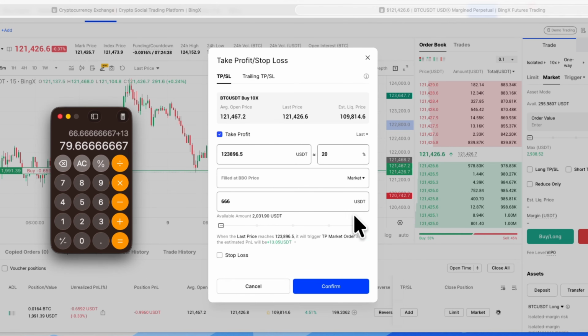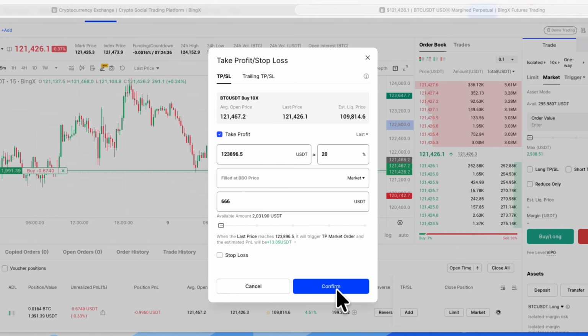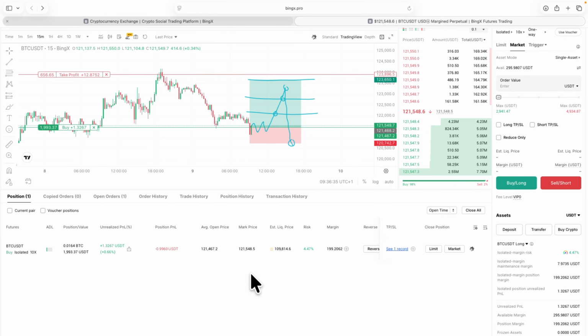Now, once you've done that, just leave this one at market and then click on confirm. So just like that, I've set my first take profit level. If you want to see it, you come to this open order.